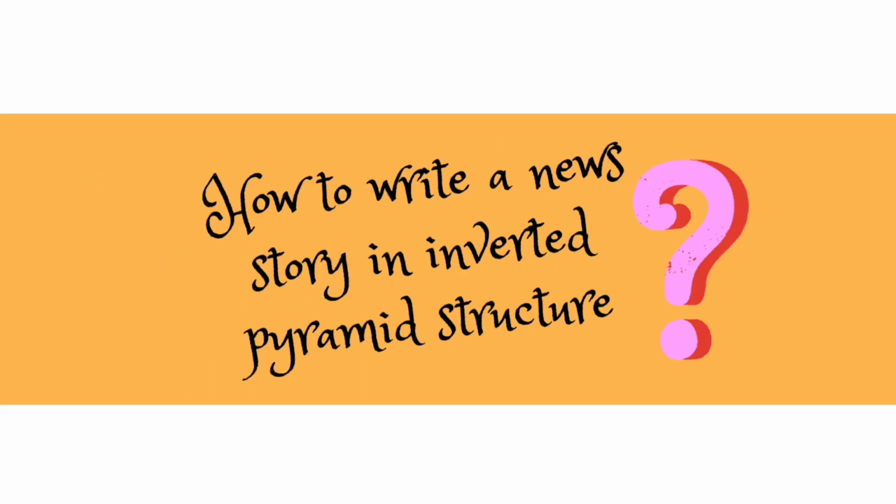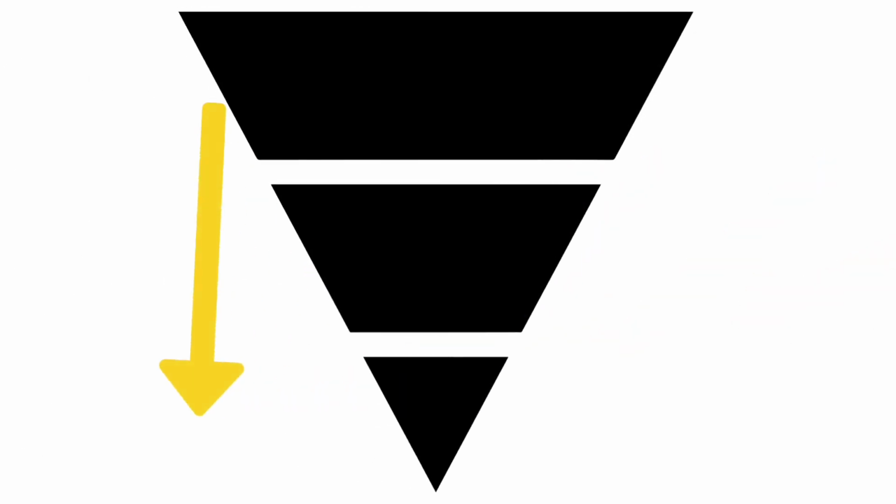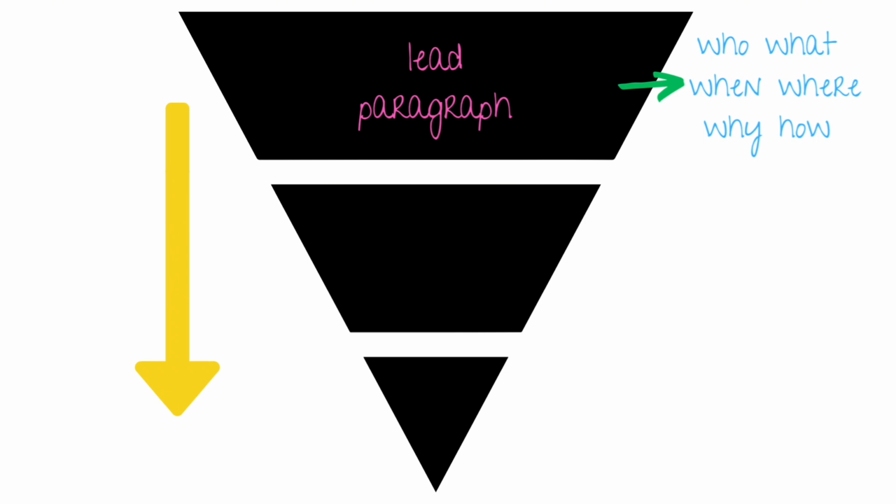So, how to write a news story in inverted pyramid structure? It's simple. You start by writing a lead paragraph that summarizes the most important information in the story. This should include the who, what, when, where, why, and how of the story.